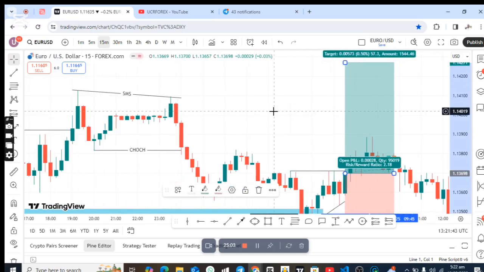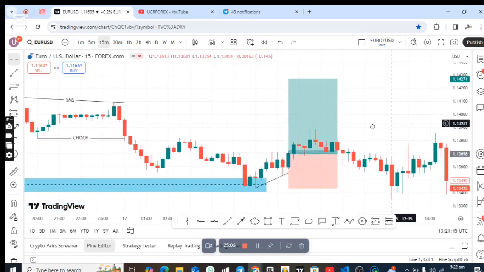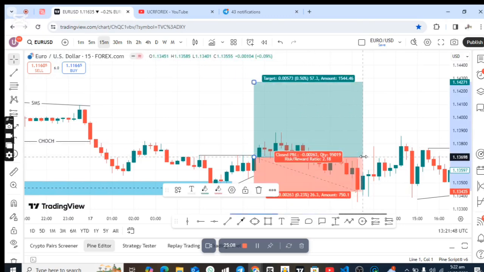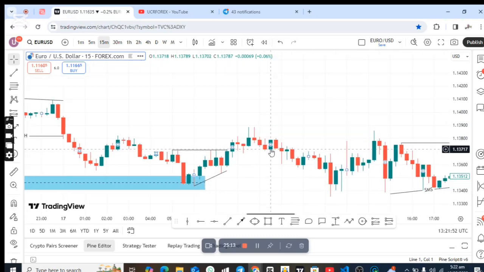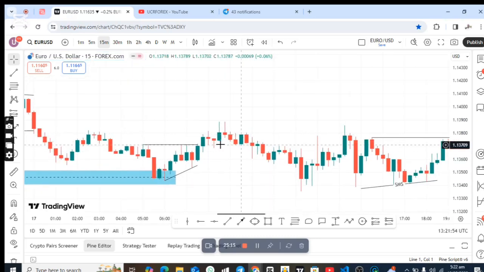So this time around we were unable to make something out of this. Instead, price came and smashed your stop loss. So you can see this is like the first time that price is hitting our stop loss within this particular strategy. Then you can see what price did.